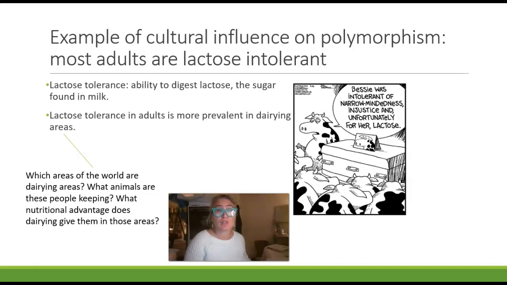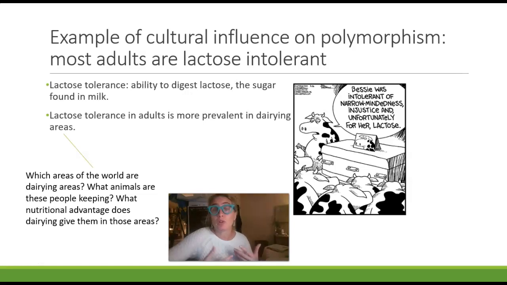Lactose tolerance, as you know, is the ability to digest the sugars in milk as you get older. Humans can digest lactose, that sugar, because we produce an enzyme, lactase, when we are babies. Babies need to be able to drink milk from their mothers in order to survive infancy.